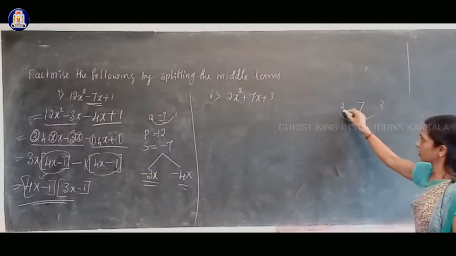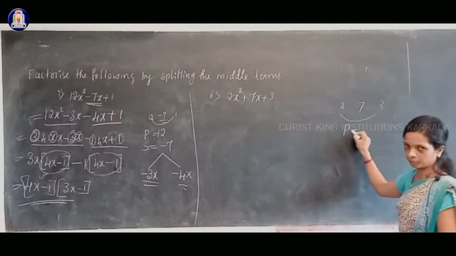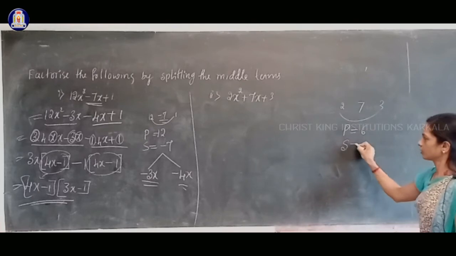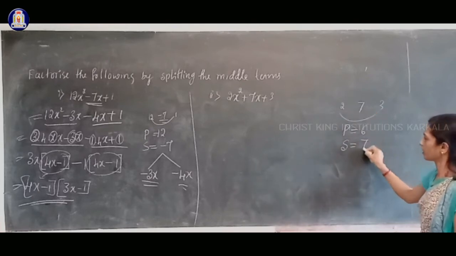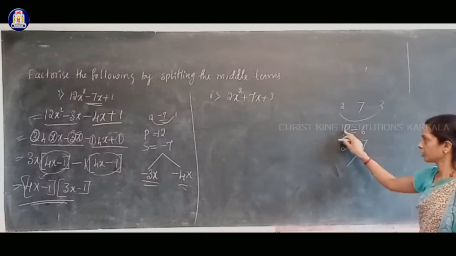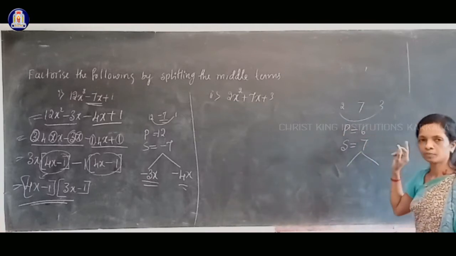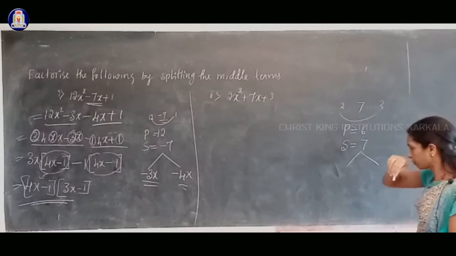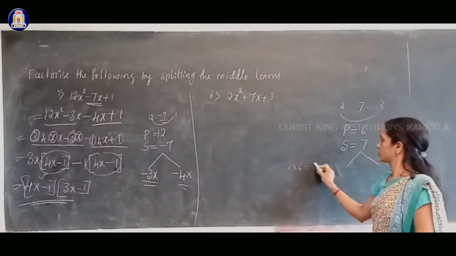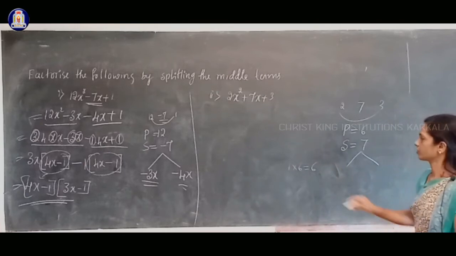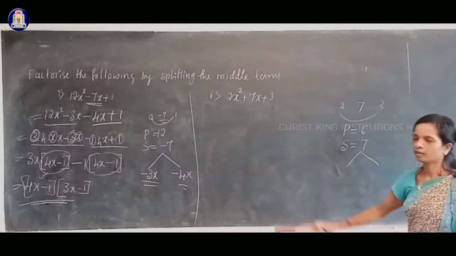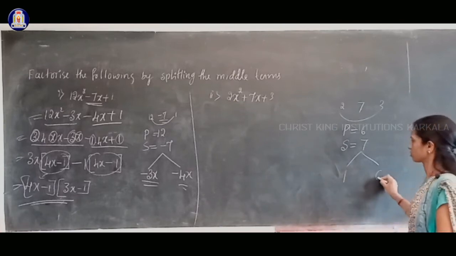Product of first and third number is a product P. 2 into 3 is what? 6, and sum is what? Sum is the middle one, that is 7, okay. Now you have to find two numbers such that their product should be 6 and sum should be 7 simultaneously. Which two numbers we can take? Can we take 1 and 6? 1 into 6 is what? That is 6 and sum is what? 7. So, we can take that numbers 1 and 6, 1, 6.